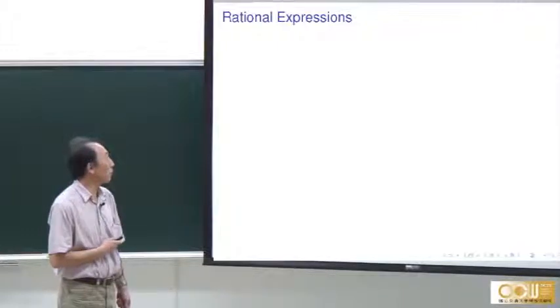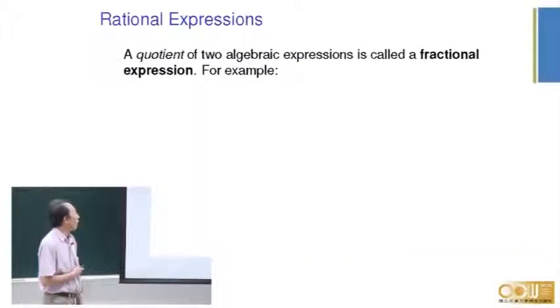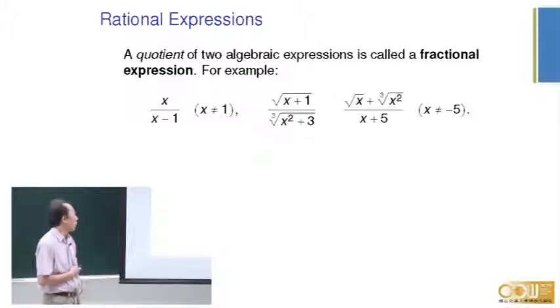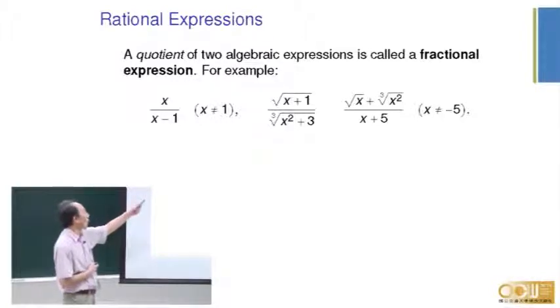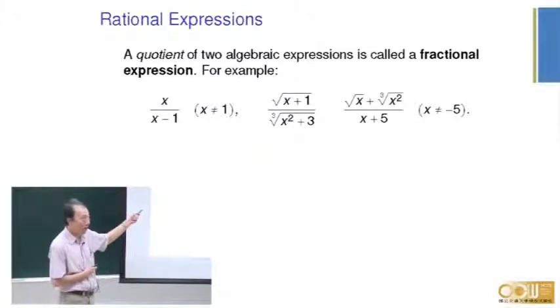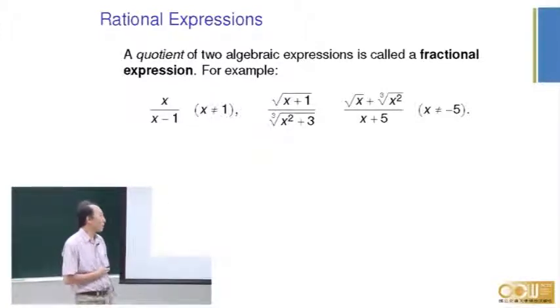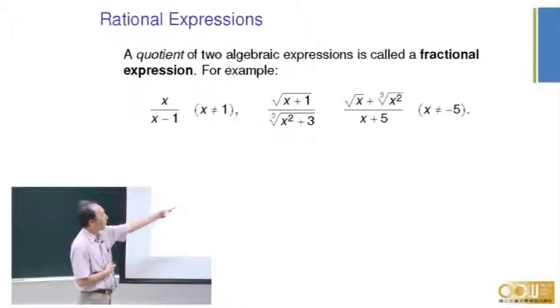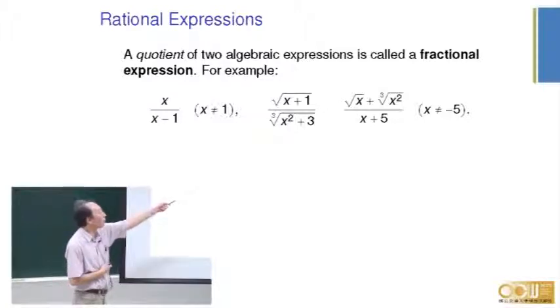Next topic is about the rational expressions. For rational expressions, let's introduce a quotient of two algebraic expressions. It's called a fractional expression. For example, the first example is the quotient of two polynomials of degree 1, and the second example is the quotient of two radicals. And the third one is also the quotient of a radical, and the denominator is a polynomial.